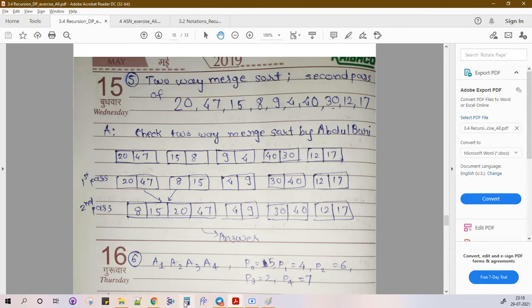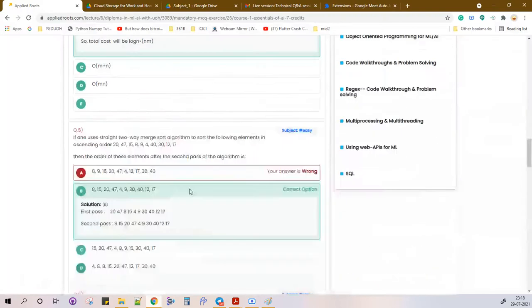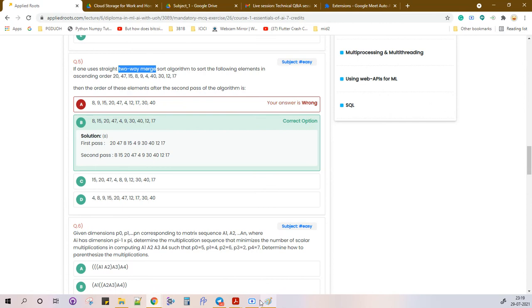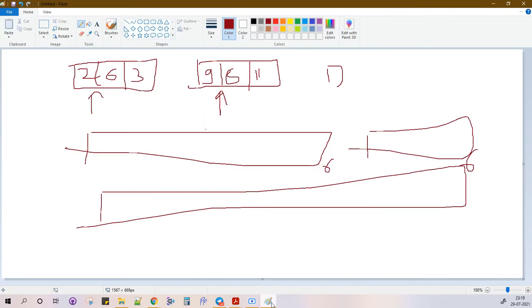These questions are also asked, though we won't ask this in the exam, because the two-way merge sort algorithm is different from the simple merge sort algorithm. If my answer is also wrong, then I learned from Abdul Bari sir's lecture. Please watch it for the two-way merge. He explained what is merge sort, then what is two-way merge sort. We can have two-way, three-way, k-way. So what is two-way merge sort doing?